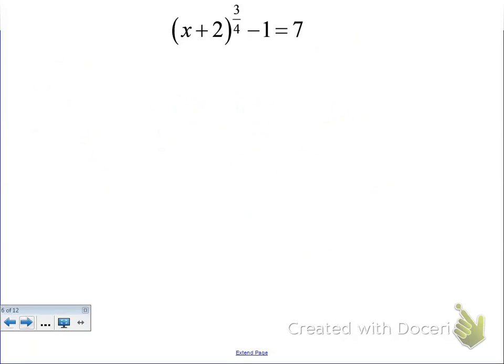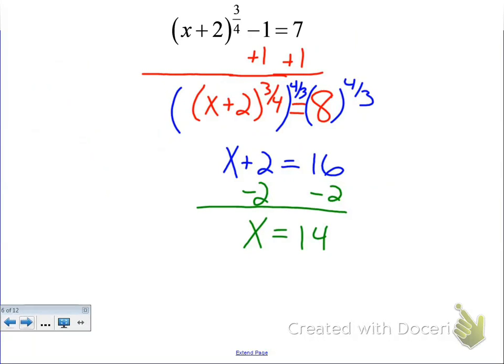Okay, the next one, take a step or pause and then try this problem on your own, and then come back and check the answer. Okay, you should be done by now. We're going to go through this problem.